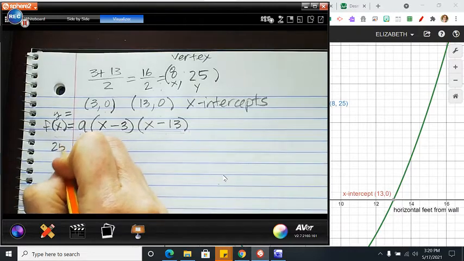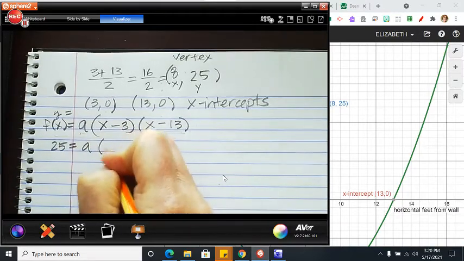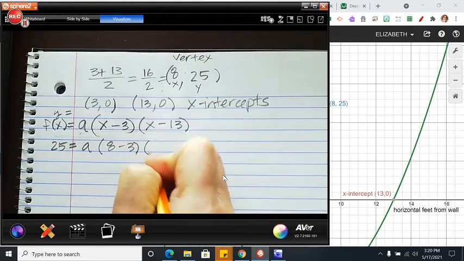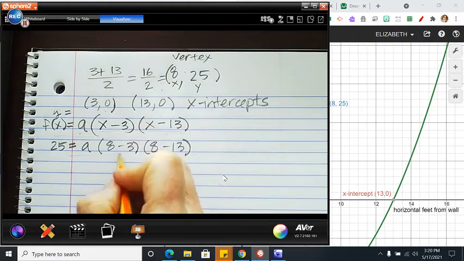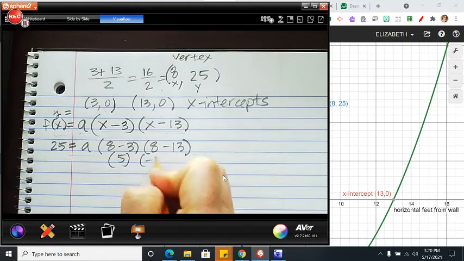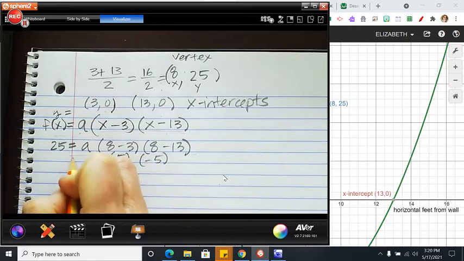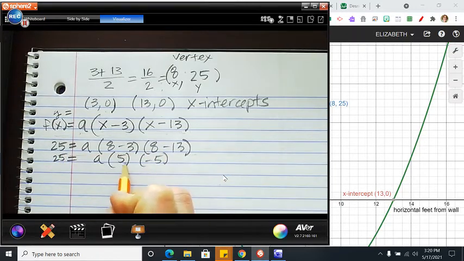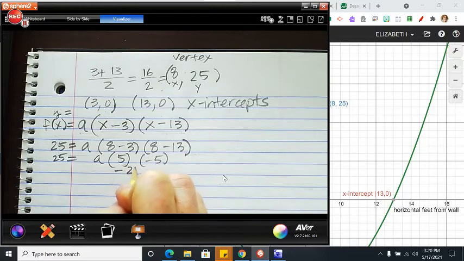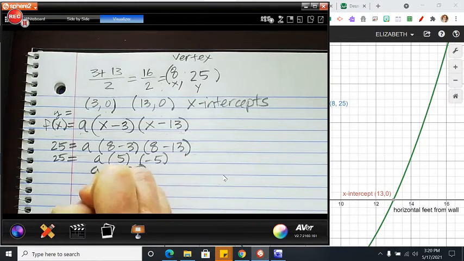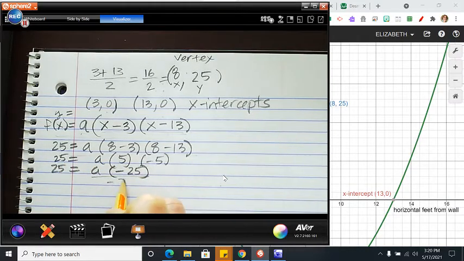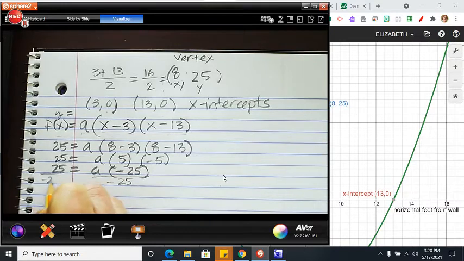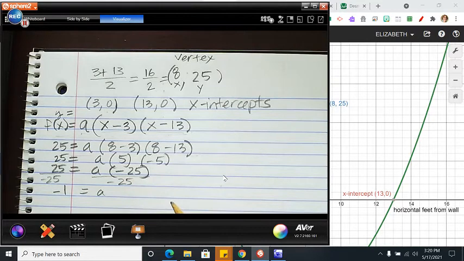That's going to give me this. 8 minus 3 is 5. 8 minus 13 is negative 5. I'm going to multiply 5 times negative 5. And then I'm going to divide both sides by negative 25. That's going to give me negative 1.